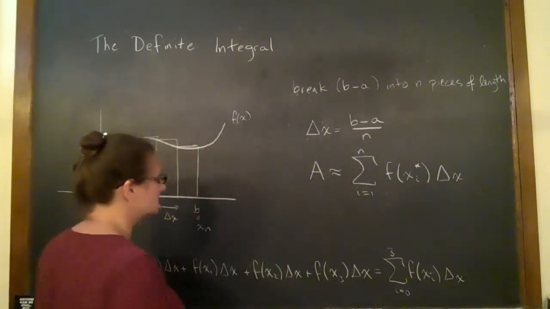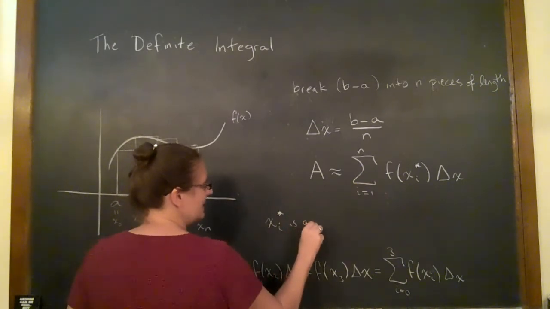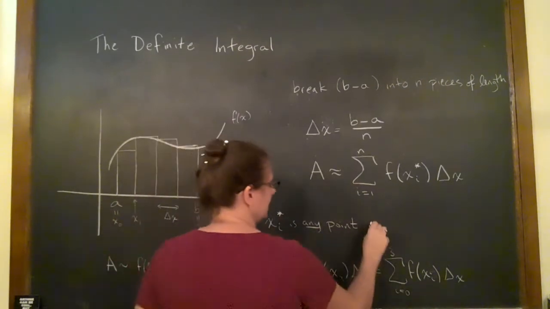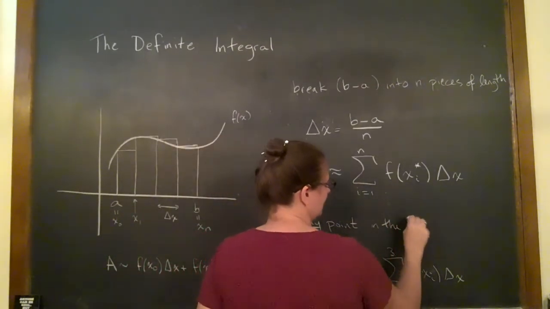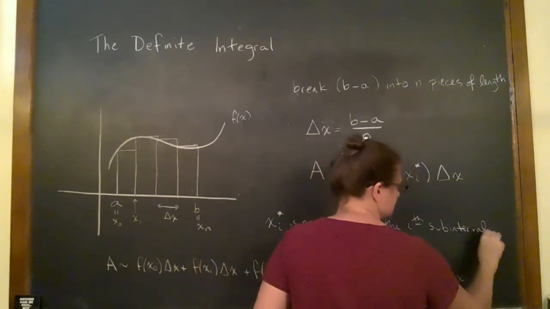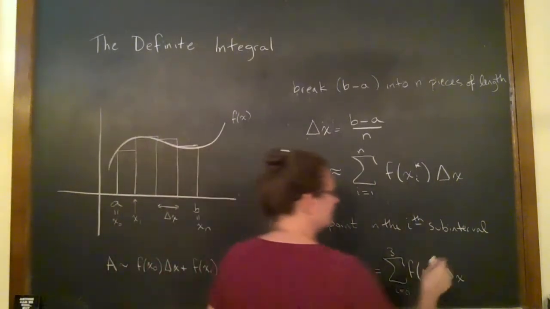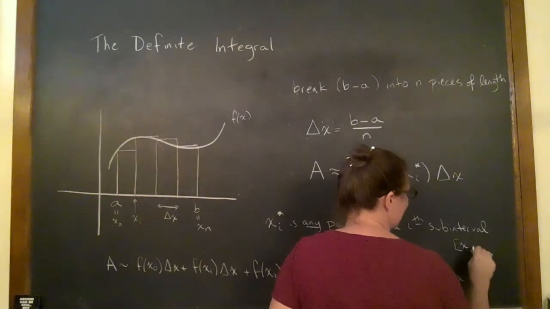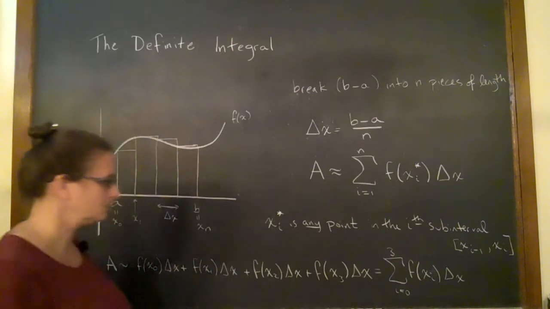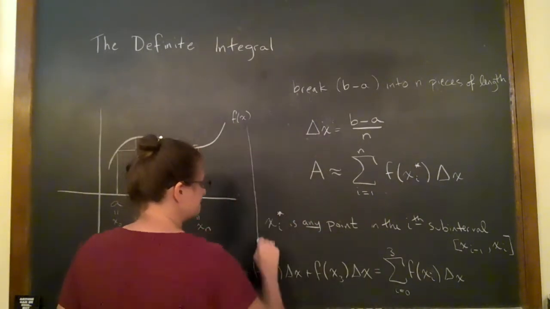So what is xi star? Xi star is any point in the ith subinterval. We can write down what the ith subinterval is, in fact, because the ith subinterval goes from xi minus 1 to xi. So this is our general form right here.